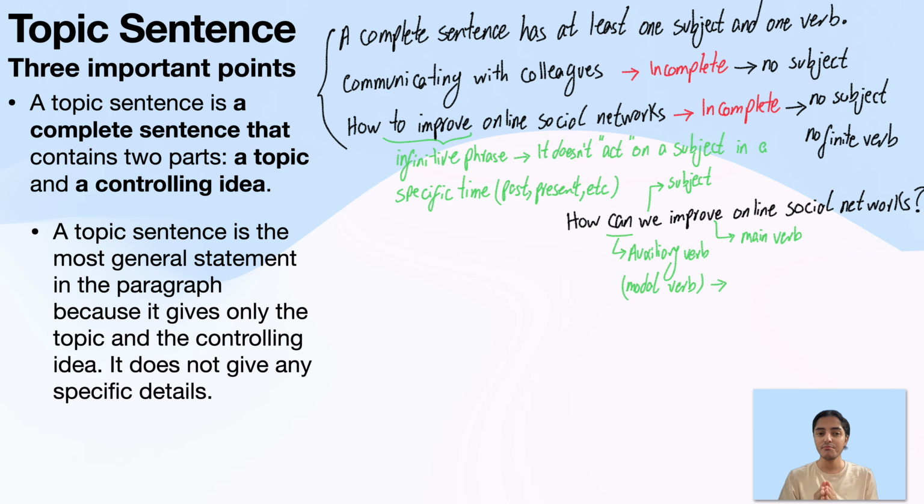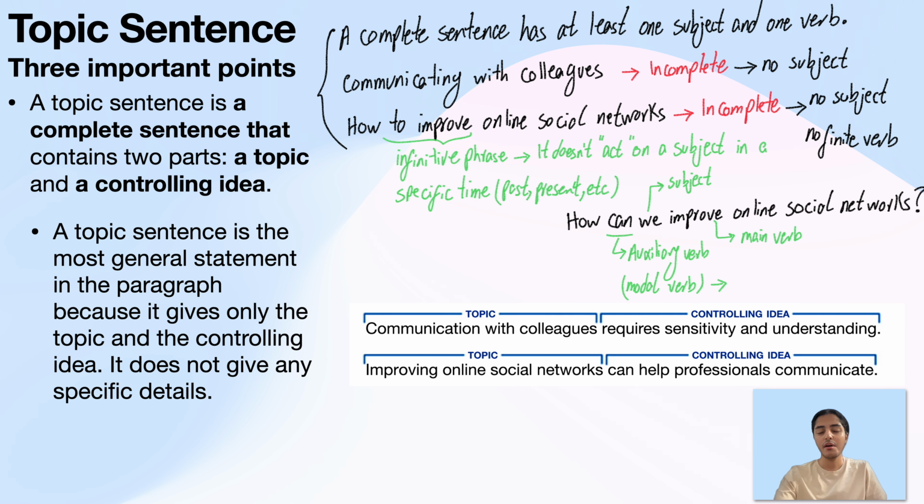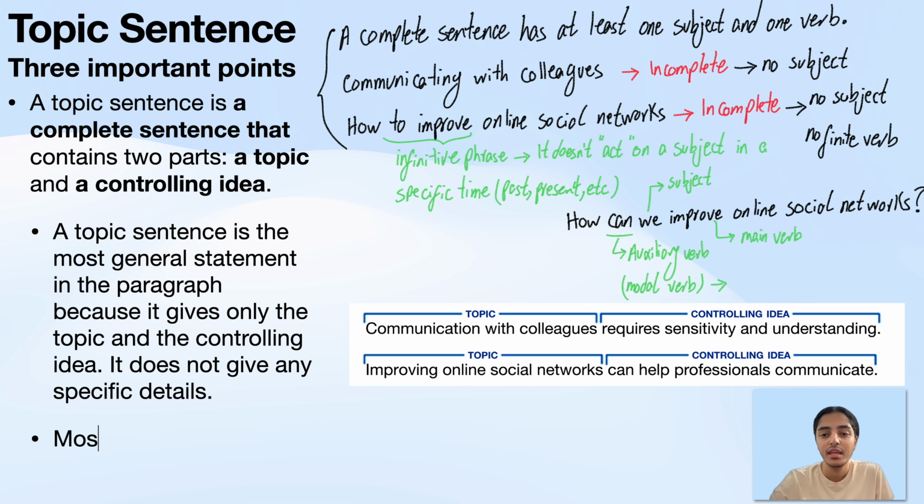A topic sentence is the most general statement in a paragraph. Look at here. It is for dividing the topic and the controlling idea. Communication with colleagues requires sensitivity and understanding. So the topic is communication with colleagues, and we are going to talk about sensitivity and understanding regarding that matter. Improving online social networks can help professionals communicate. So improving online social networks is our topic, and can help professionals communicate is our controlling idea. We're going to only focus on professional communication in those social networks, not more.